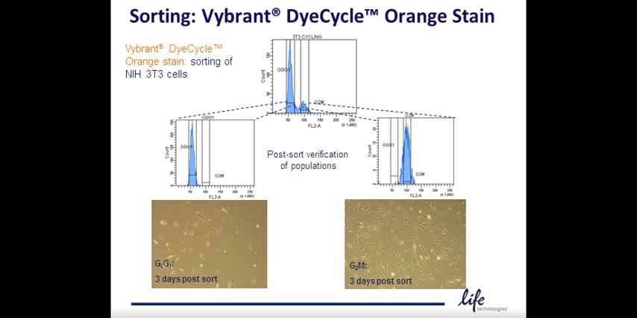Live cell staining does allow for the possibility of sorting based on DNA content. In this example, 3T3 mouse fibroblasts are stained with 10 micromolar DyeCycle Orange and sorted into the G0/G1 and the G2/M phases of the cell cycle. You can see the post-sort verification of the sorted populations, and subsequent growth of these sorted populations is verified by showing the growth pattern after 3 days of growth.